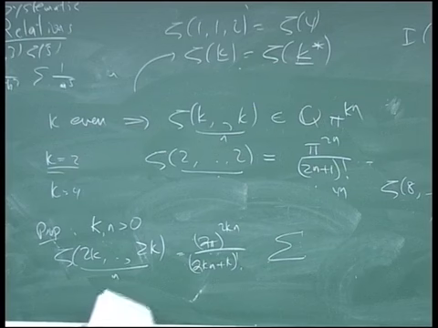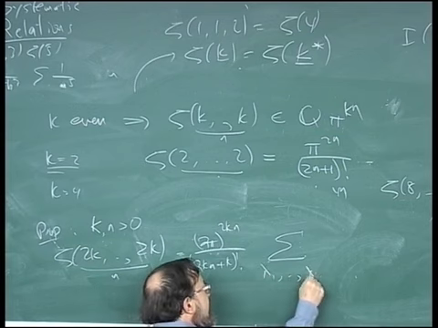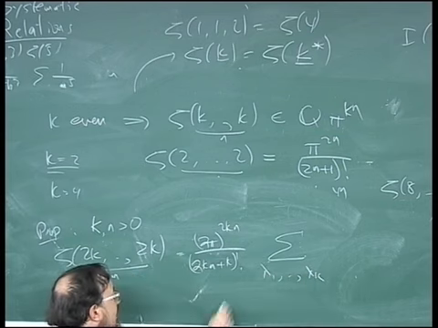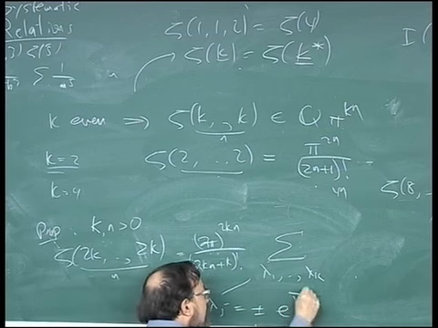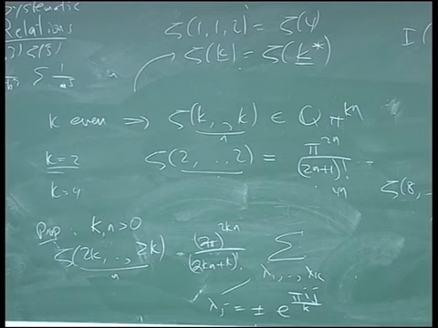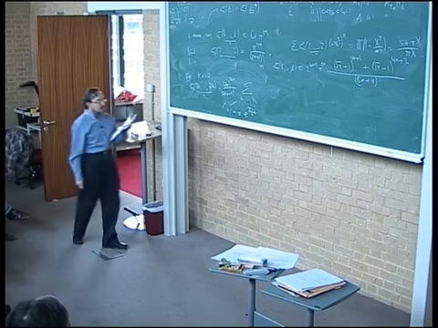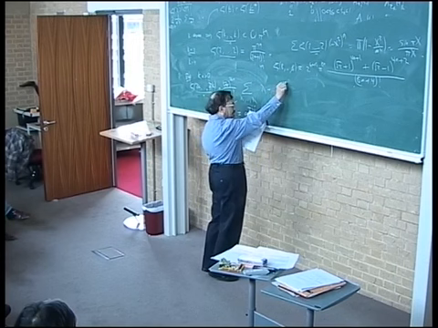So when k was 4, there were 2 terms in this sum, but in general there'll be lots and lots of terms, but it's a finite sum. Namely, I sum over lambda 1 up to lambda k, and each lambda j is a kth root of 1, but it's a particular one. It's either e to the pi ij over k or minus e to the pi ij over k. So there are 2 possibilities for each lambda j, and therefore the sum will have 2 to the k terms. And then you take the sum of these lambdas.